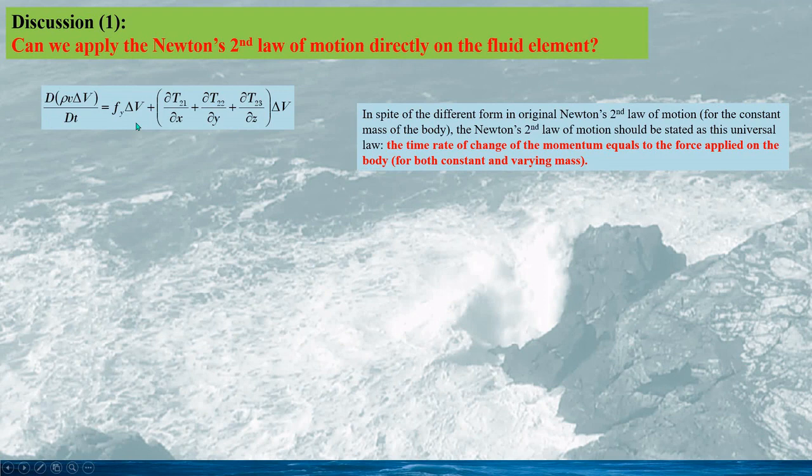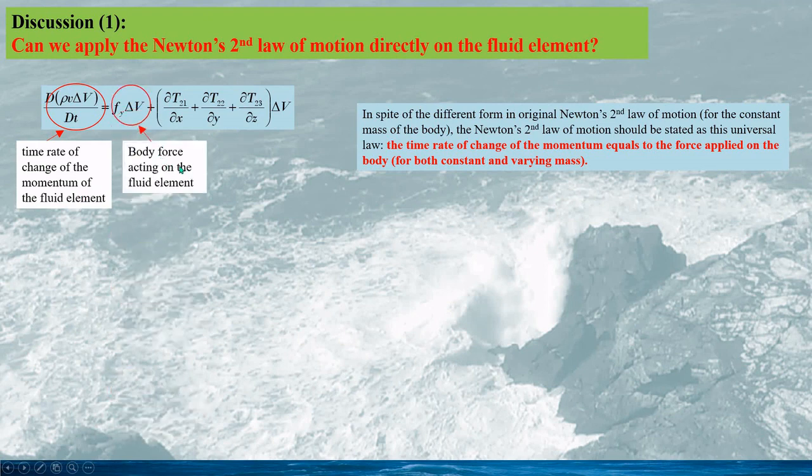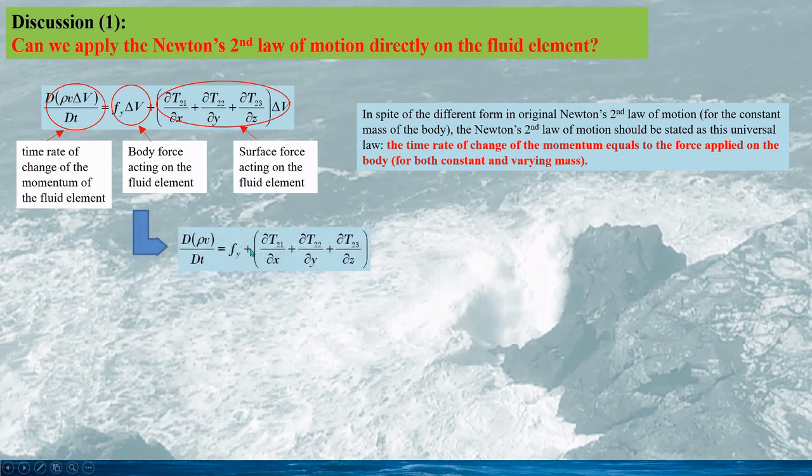So, in real form, Newton's second law of motion should be given as this. This term is the time rate of change of the moment for the fluid element. And this term is the body force acting on the fluid element. And this part is the surface force acting on the element. So we cancel out the constant value delta V. We have the differential equation as this.